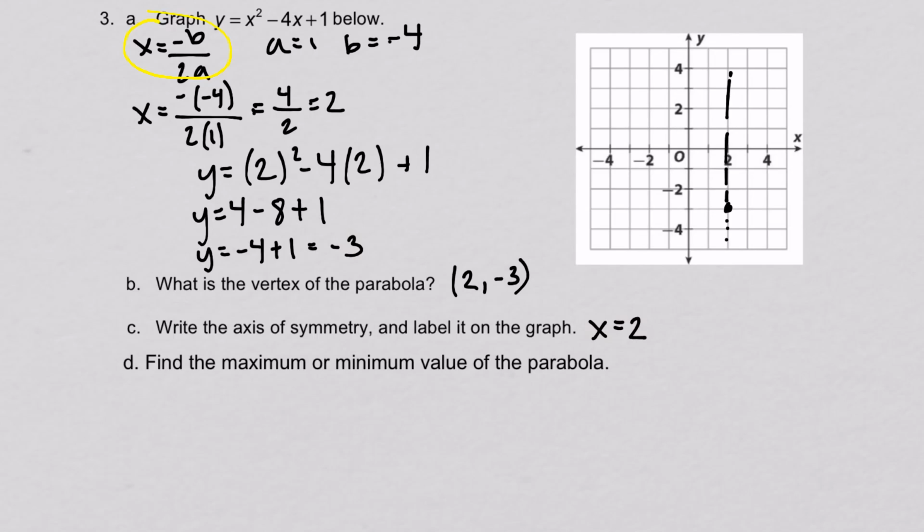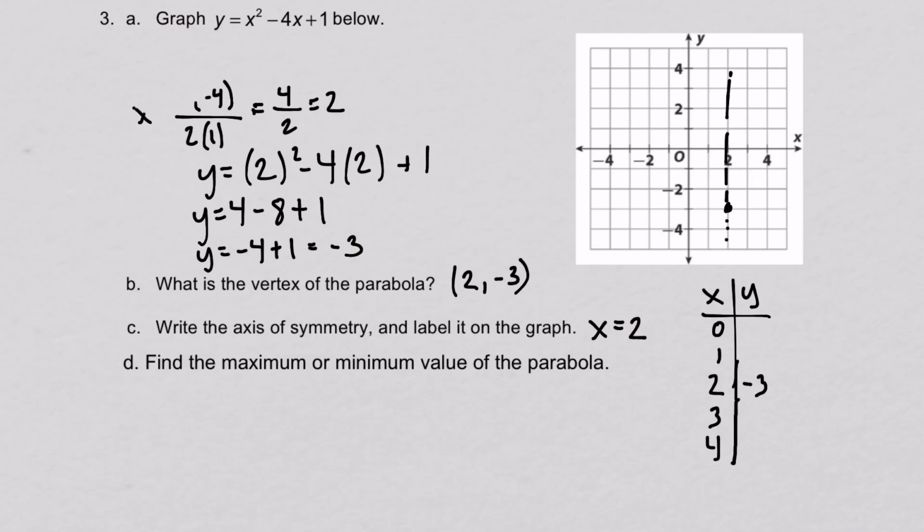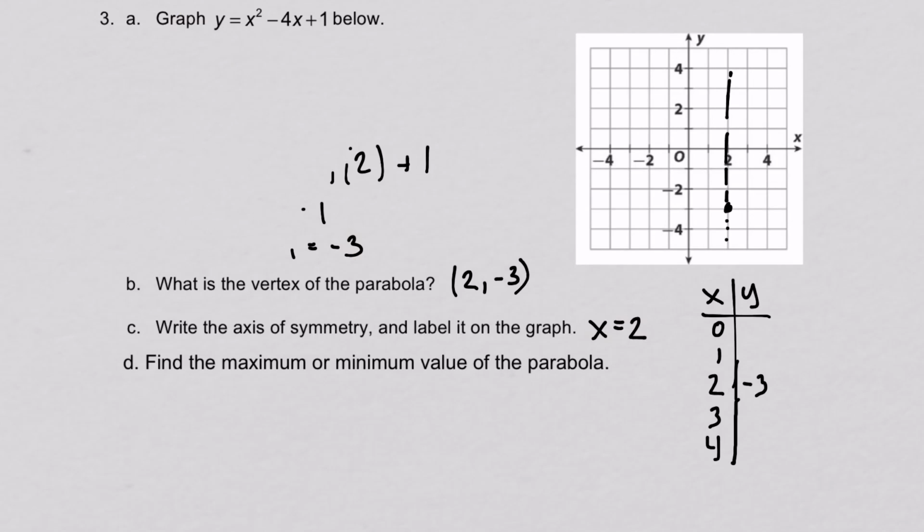Okay, so what I'm going to do is make an XY table. We have to do this if it's not in vertex form or in factored form. I'm going to put my point that I already found there, 2, -3, and I'm going to find a couple of points before that and a couple of points after that. Before 2 is 0 and 1, after 2 is 3 and 4. I'm going to plug those numbers into my original function so that I can see what I get as the rest of my points, and then I can graph the parabola. Okay, I'm going to erase a lot of this work right here so that I can do the rest of the work.